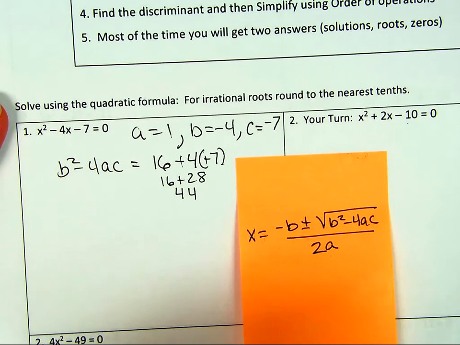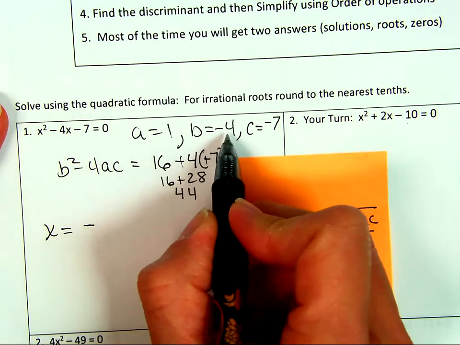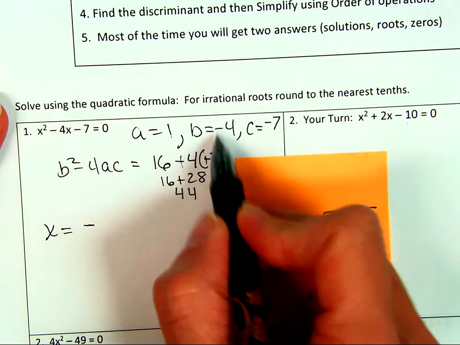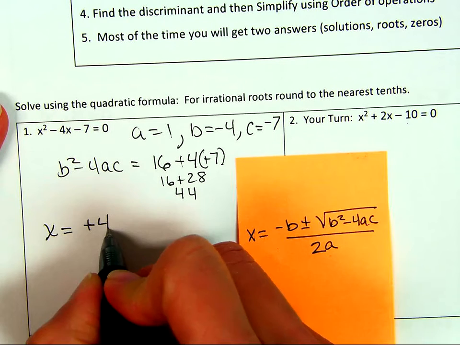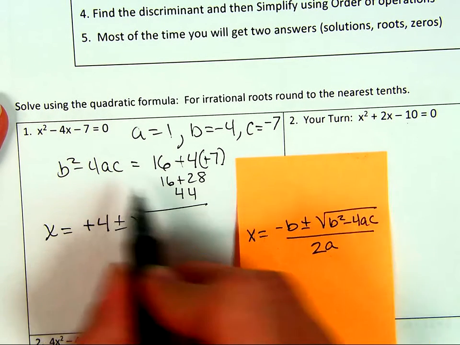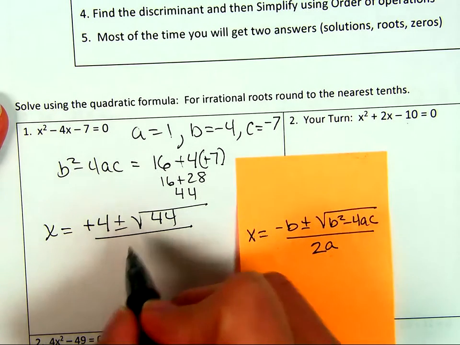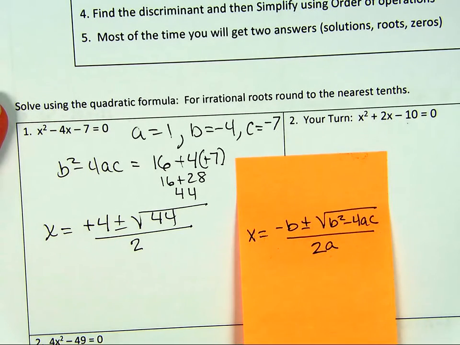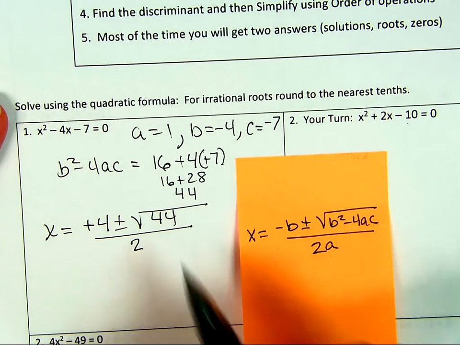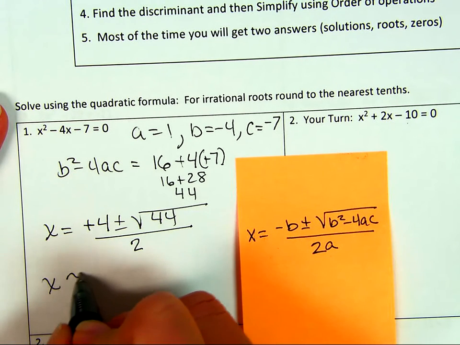Okay, that's irrational. So from the discriminant, I know that I have two irrational roots. So x equals -b. Some people say opposite, but that's -4, so I know this is going to be +4, plus or minus the square root of b squared minus 4ac. Already did that. That was 44. All over 2a. A is 1, so it's all over 2. Now, at this point, there's two ways to do it. I'm going to show you the simplified square roots, but we're just going to use decimal approximations.